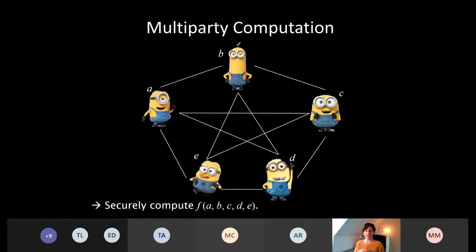In this example on the slide, we have five parties. They have five different inputs. The goal of the protocol here is to securely compute F on these private inputs. By securely, we mean that the parties at the end of the protocol learn the output of the function and nothing more about the inputs of the other parties, of course beyond what can be inferred by the output itself combined with your own input. So that's where security comes into play. Despite the fact that you're running the protocol together, you don't learn anything about the inputs of the other parties.